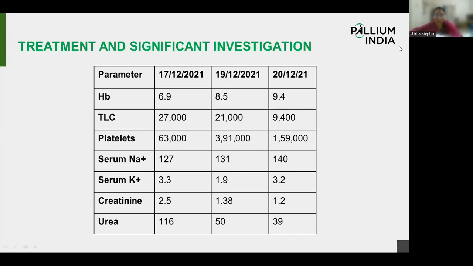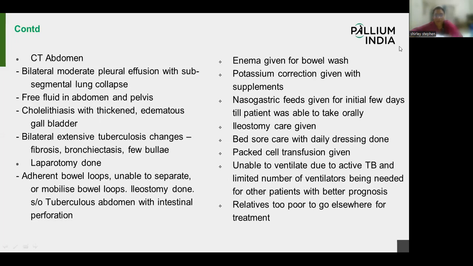These are his parameters. When he came, his Hb was quite low and counts were high. Platelets were only 63,000. And creatinine was high, probably because of the dehydration of the past 2 days, which slowly normalized within the next 2 days. CT abdomen showed a bilateral moderate amount of pleural effusion with subsegmental lung collapse. There was free fluid in the abdomen and pelvis, and bilateral extensive tuberculous changes were seen.